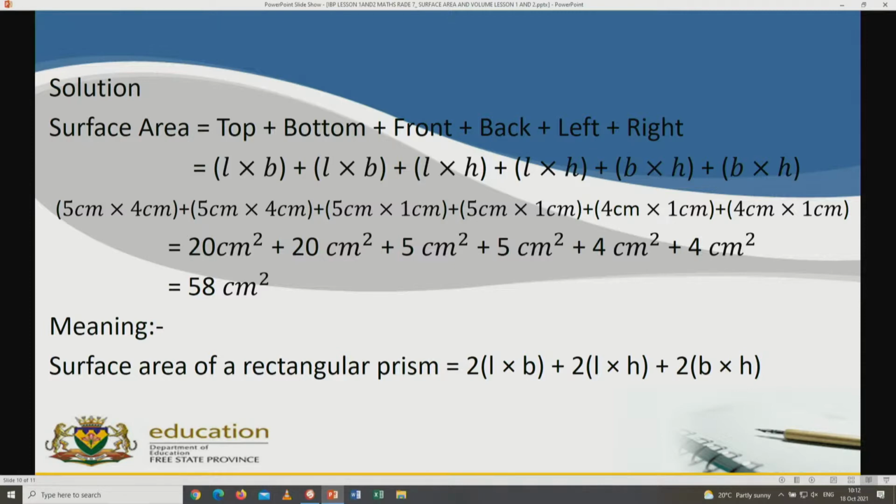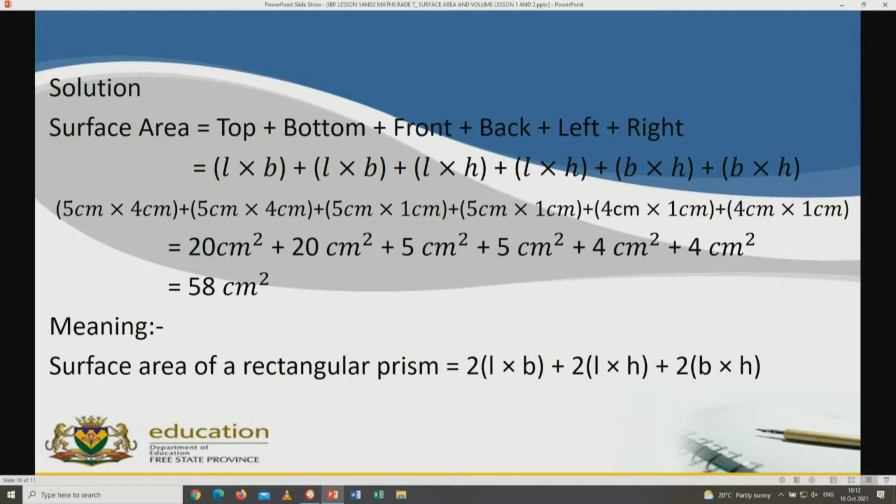The same will apply with the right hand side as well as the left hand side. That will be 2 of the breadth multiplying by the height. And this was not given. This is something that we have discovered, that in a rectangular prism we will have 2 opposite identical sides. If we do the recap, the top and bottom are pair number 1. Pair number 2, the front and the back, and the third pair will be the left and the right.